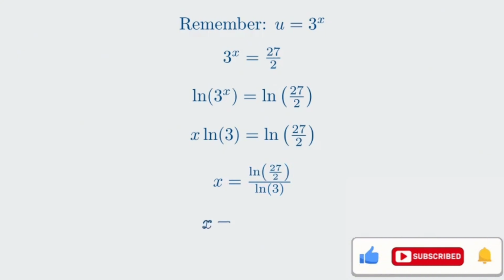We could also write this using a change of base formula as x equals log base 3 of 27 over 2. Either form is perfectly correct. Let's move on to our second problem to see another variation of this technique.